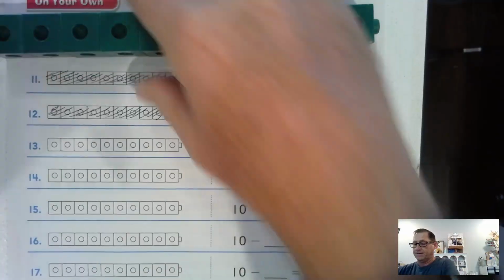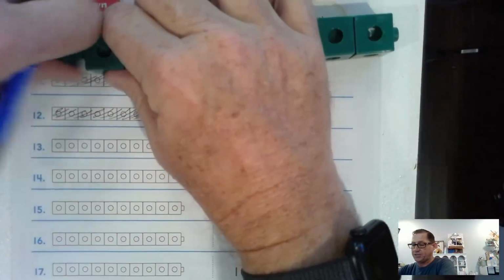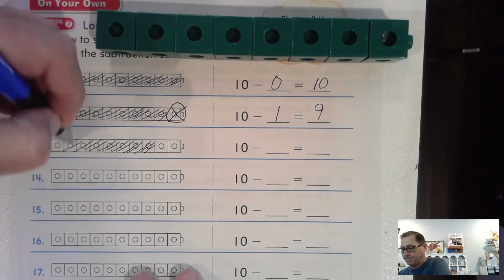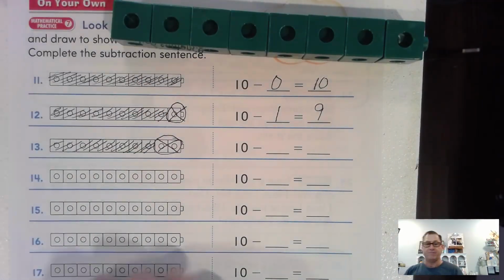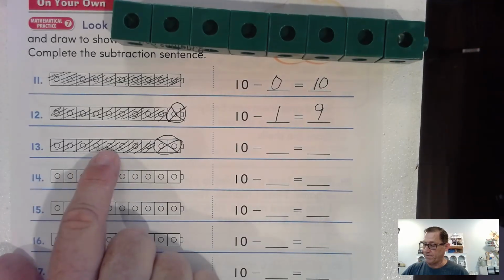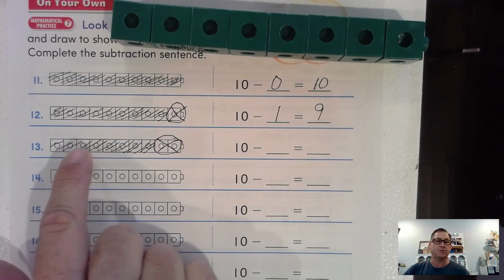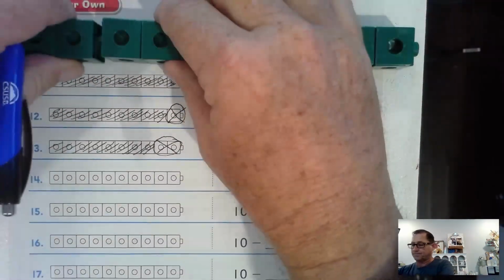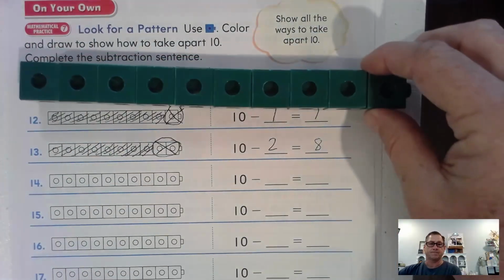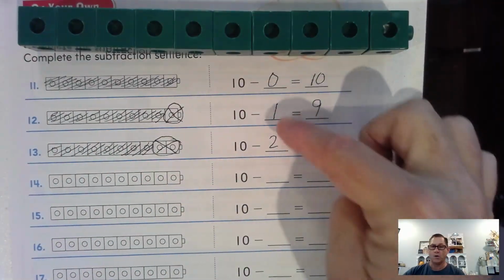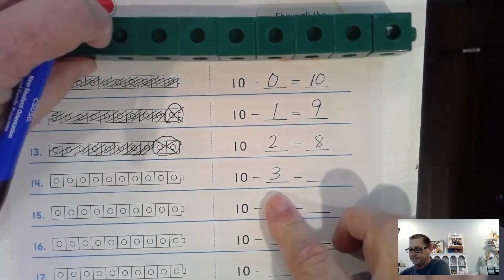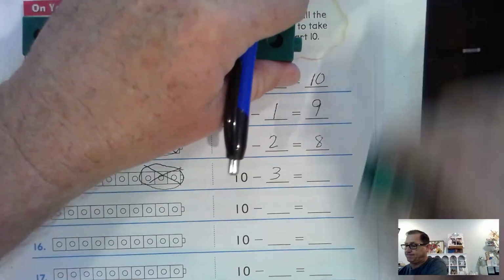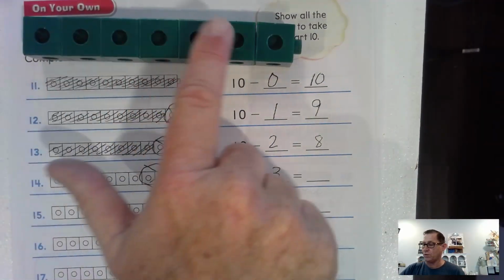The next way, we have 10, and we're going to take away 2. Okay, if we take away 2, we're going to be left with 8. 1, 2, 3, 4, 5, 6, 7, 8. Or count by 2s, 2, 4, 6, 8. Okay, so we've gone 0, 1, 2. The next one we're going to take away is 3. So if we take away 3, we're left with 2, 4, 6, 7.